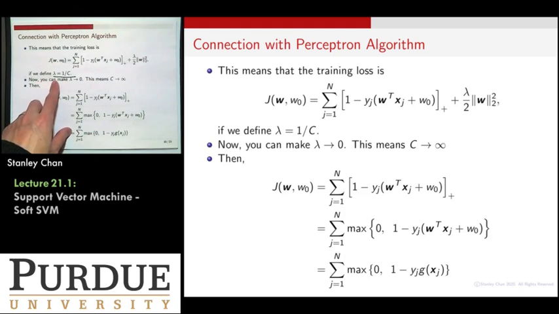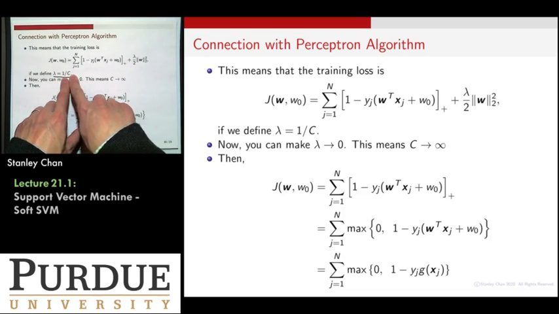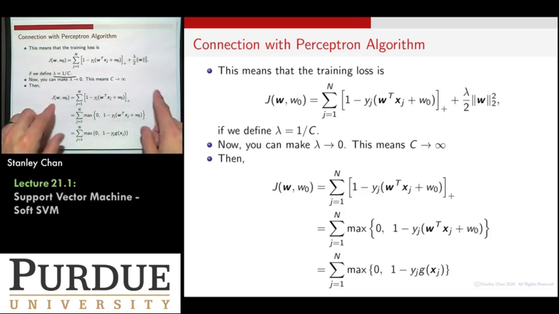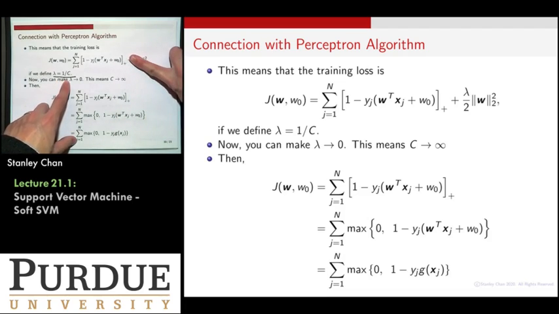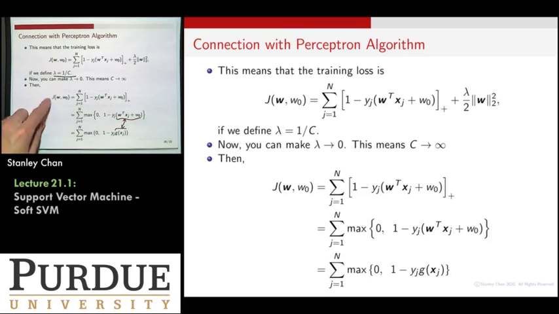And now, if I can make this lambda go to 0, that means your C has to go to plus infinity. Then what will happen? Well, then you can ignore this term. You ignore this term, then your objective function will become this. Just this term. And since you have the max operation here, this is just 0 and 1 minus y times this. This is exactly your discriminant function, right? So this is your discriminant. They are the same, and so your objective function would become this.